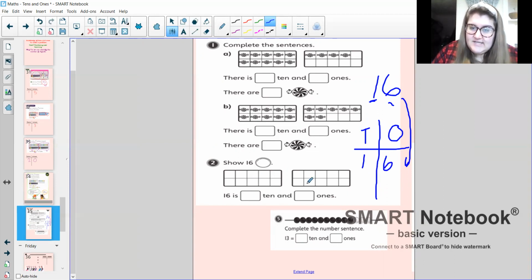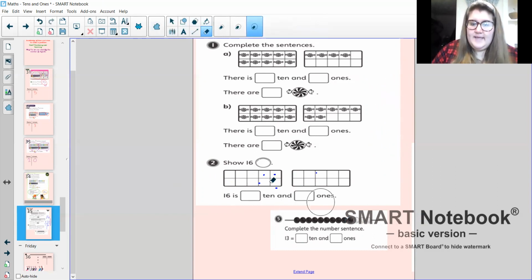So on your first 10 frame, you are going to show me 1 10. Okay, so you might fill up this 10 frame. There we go. A little bit messy, but yours will be much neater. And on this 10 frame, you're going to represent the 1s. And you have got 6 1s. Okay, so that's all it's asking you to do. It's asking you to break the number down and represent it for me.